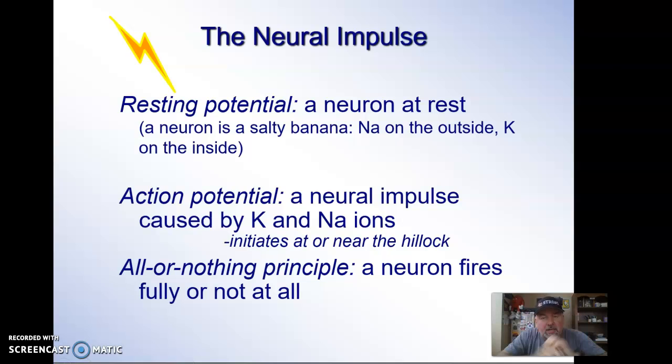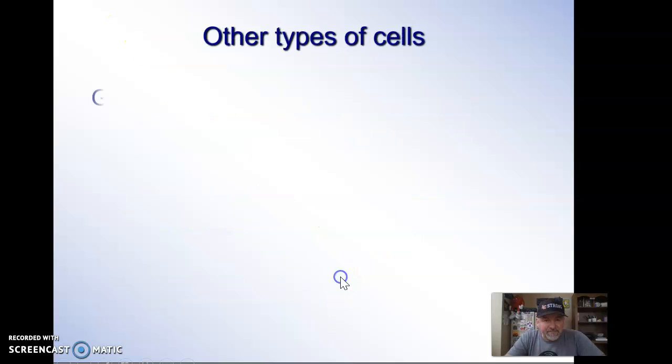You're not going to get a weak charge in your neuron. It either fires or it doesn't. So you're not going to say, well, the reason I'm not learning is because my neurons are weak and they're not firing very well. No, they either do or they don't. That's the all or nothing principle.